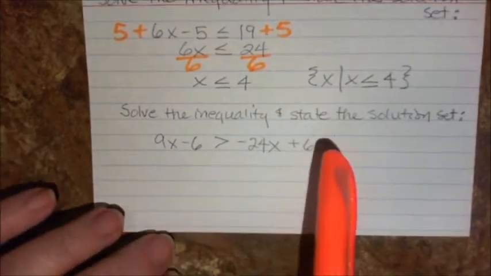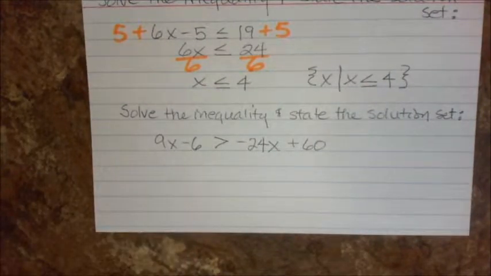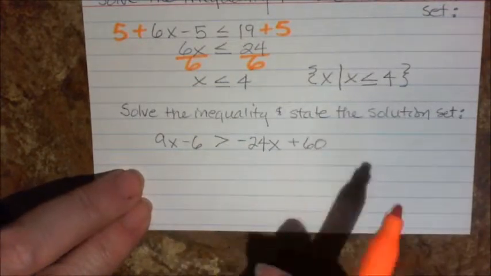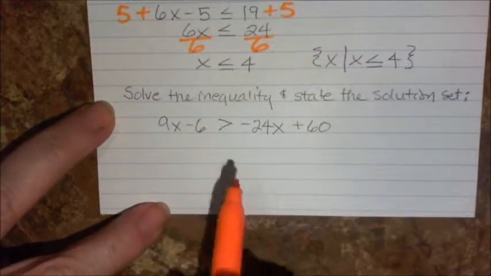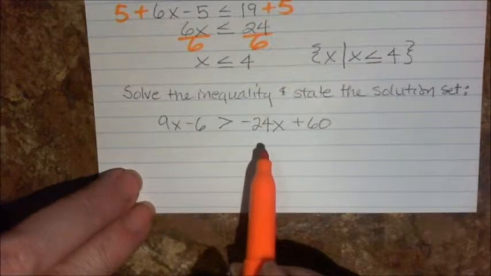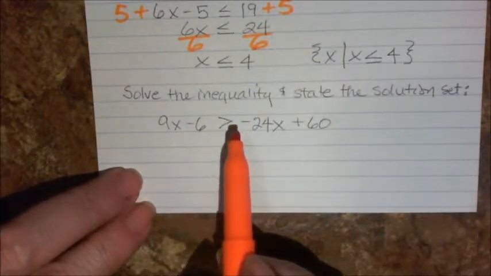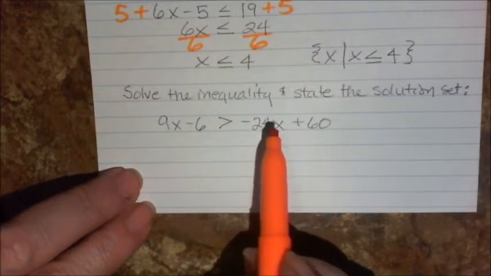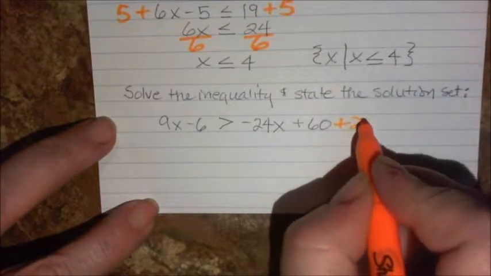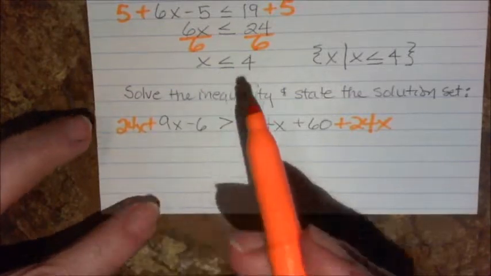Alright, let's solve this next one. Okay, a few more parts here. Solve the inequality and state the solution set, and we'll state it this way. Alright, so 9x minus 6 is greater than negative 24x plus 60. We can't simplify anymore on each side, so we're ready to collect variable terms on one side. So how about we eliminate negative 24x on this side with a plus 24x on both sides. Plus 24x, plus 24x.